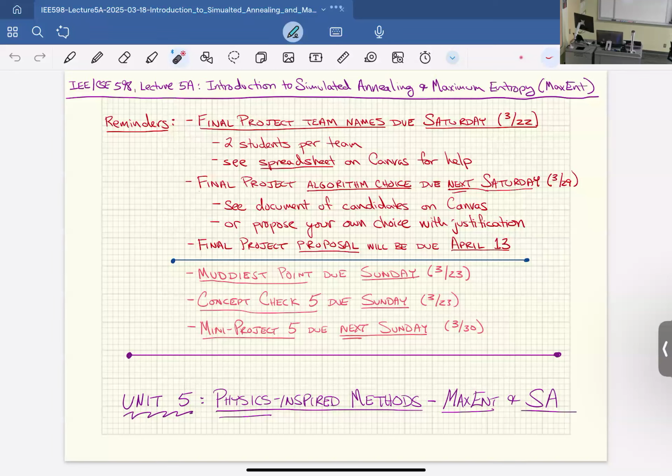Otherwise, in the shorter term, there are the muddiest point, concept check, and another mini project opportunity. I think I saw that there are 3 mini projects. The grader is still trying to grade mini project 3, and then I think 4 has got like 4. Once he gets those graded, he'll usually ping me, and then I'll post them. So those are coming, the 3 and 4. Okay, any questions about any of that?